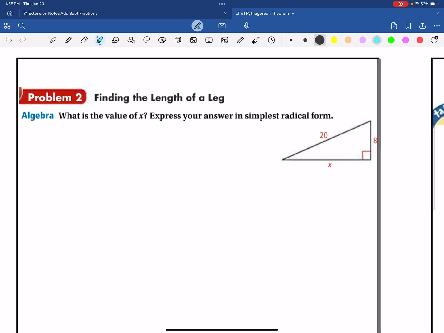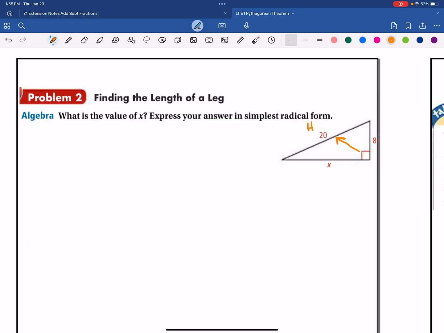So let's use our Pythagorean theorem in practice here. Notice our longest side, the hypotenuse, is 20. So we have leg squared plus leg squared equals hypotenuse squared. Please note, 20 is not a leg. X is not always the side opposite the 90-degree angle. So we get x squared plus 64 equals 400.